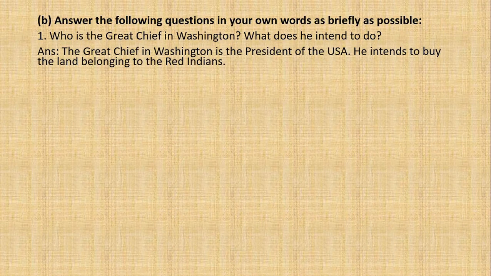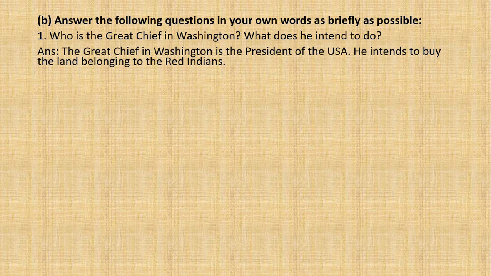That is, answer the following questions in your own words as briefly as possible. Who is the great chief in Washington? What does he intend to do? So, as the great chief in Washington, you have sent us a word that you wish to buy our land. All these were in the passage, but you don't need to exaggerate so much, as I mentioned earlier. Be to the point, precise, and just don't make it a lengthy answer.